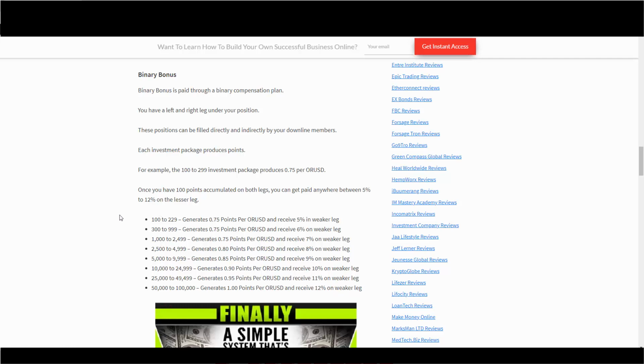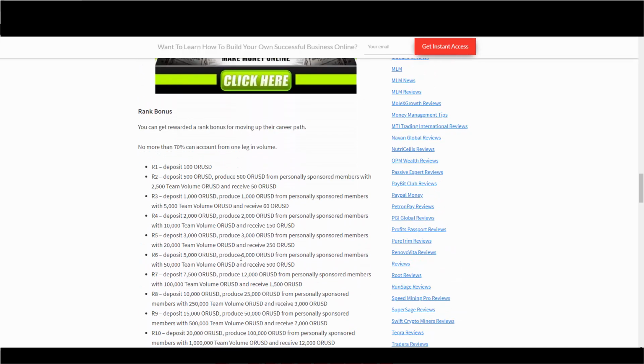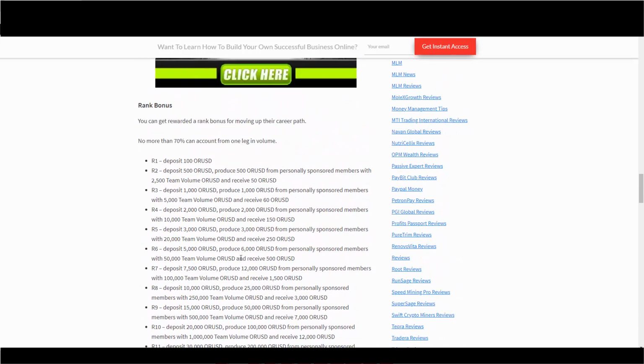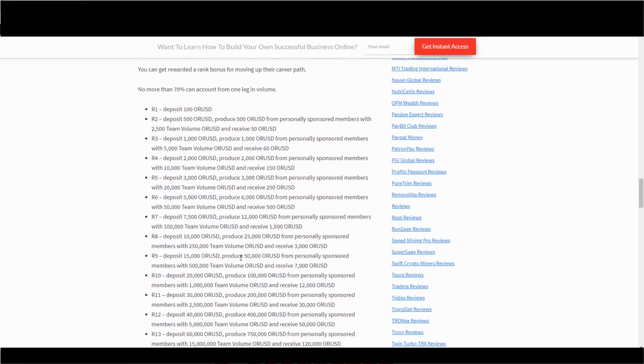Again, this will be in the blog post in the description box below because there's a lot of details here. I just want to run through it because it's very long. And the ranks, they have 15 ranks in total.